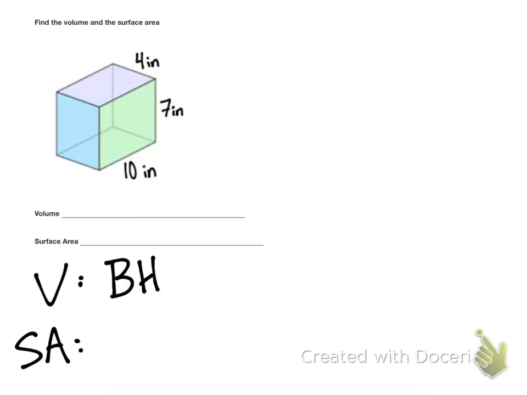Now you might not be used to seeing it, you might see it another way. How else might you see it, Daniel? Length times width. Perfect. So you might see base is length times width, so the whole thing would be length times width times height. Both of these are correct. So then let's see.